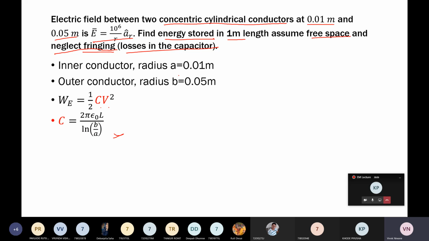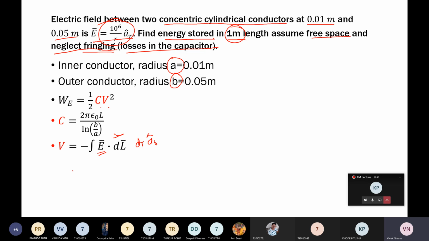यहाँ पे B भी दिया हुआ है आपको, A भी दिया हुआ है, and you are also given L, that is 1 meter length. So सब कुछ तो पता है भाई, C तो कैलकुलेट सीधा सीधा हो जाएगा आपको. Then V is expressed as minus E bar dot dL bar. E bar का expression दिया हुआ है आपके पास. dL bar will be dr aR cap. Step forward cylindrical and spherical, always dL bar will be dr aR cap.